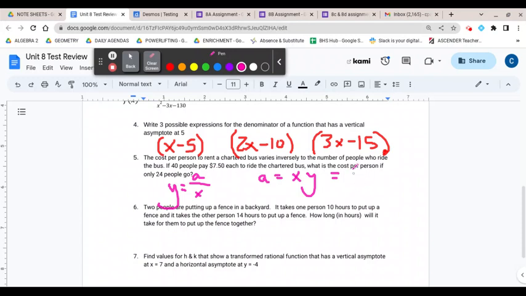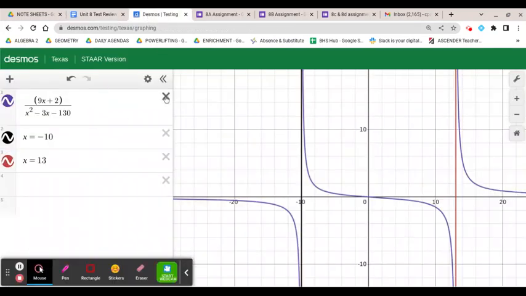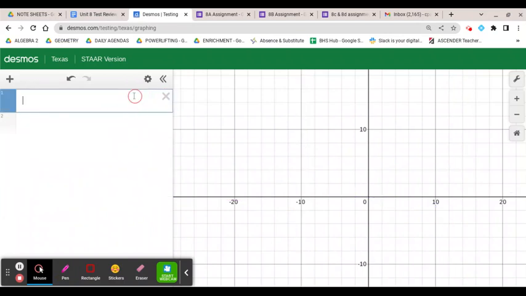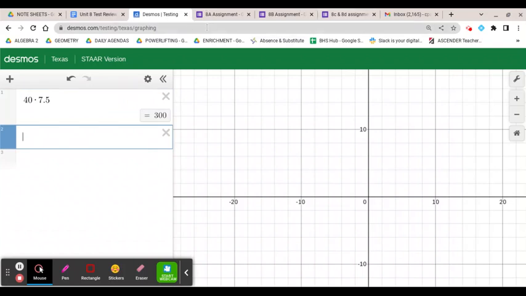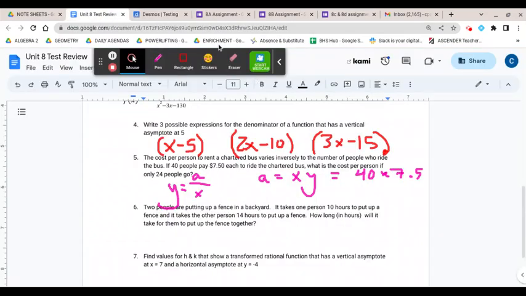So we're going to multiply 40 times 7.5 because those are our x and our y right now. So 40 times 7.5, I believe, is 300. Let's check. $300. So what's going to happen here is that 300 is going to be the total cost to rent the bus. Total cost to rent the bus, $300.